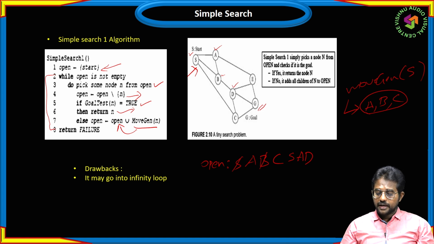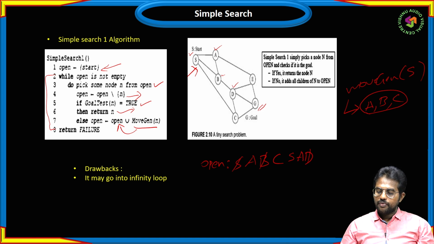Again we check the while condition: is open empty or not? Open is not empty, so one more execution will go on. I have to pick an element from these elements, that is A, C, S, A, D. Let's say I have picked D. This D will be stored in node N. After that we have to delete node D from the open. So from open, I have deleted D.